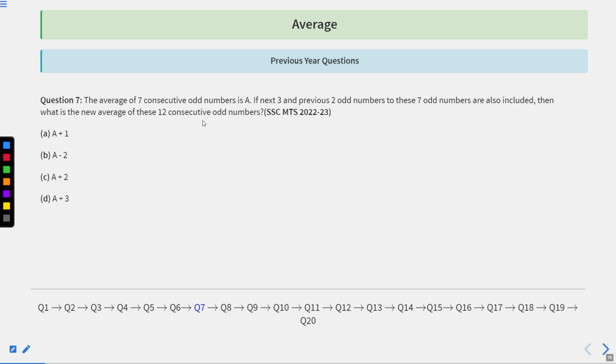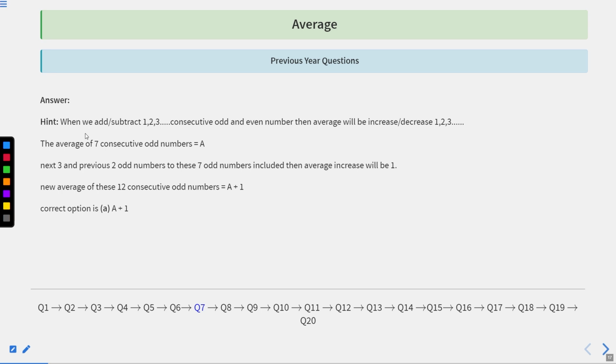The average of 7 consecutive odd numbers is A. So we are provided with 7 consecutive odd numbers and their average is A. If the next 3 and previous 2 odd numbers to these 7 odd numbers are also included, then the new average of these 12 odd numbers is.